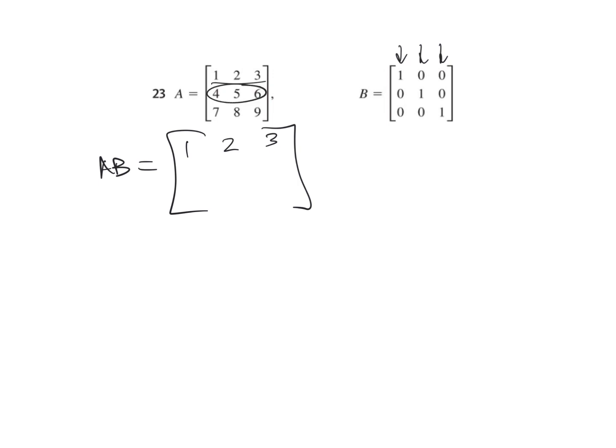And now we take the second row. 4 plus 0 plus 0. And 0 plus 5 plus 0. And 0 plus 0 plus 6. And now we take the third row, 7 plus 0 plus 0, or excuse me, second row, 0 plus 8 plus 0, and 0 plus 0 plus 9.